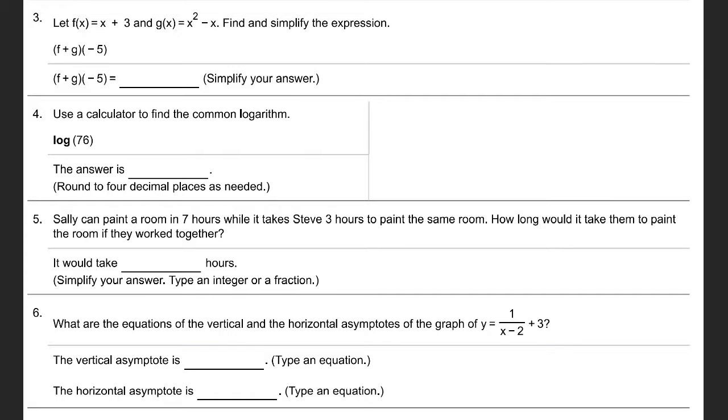So we'll just take f of -5, and we replace x with -5, plus 3. So f of -5 is equal to -2.